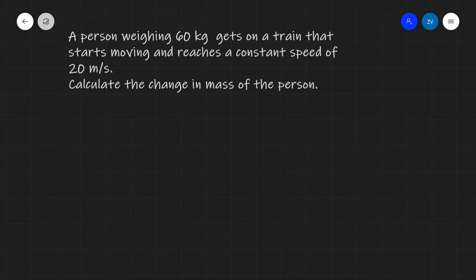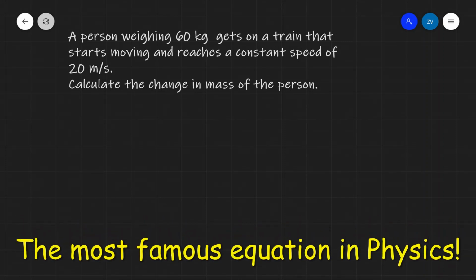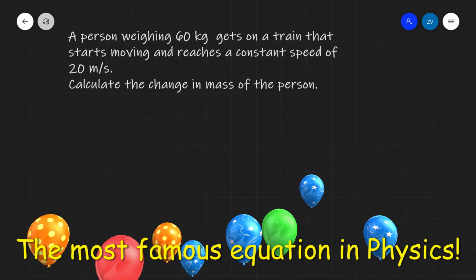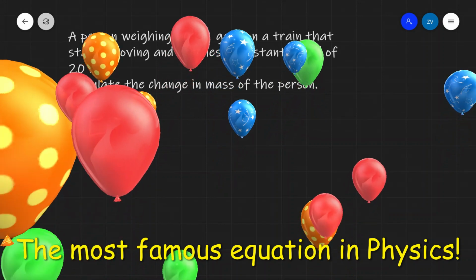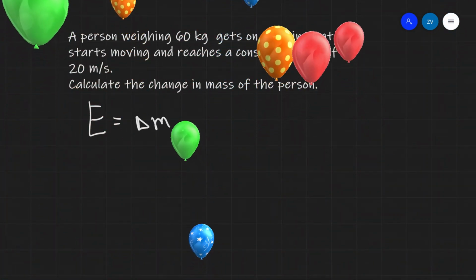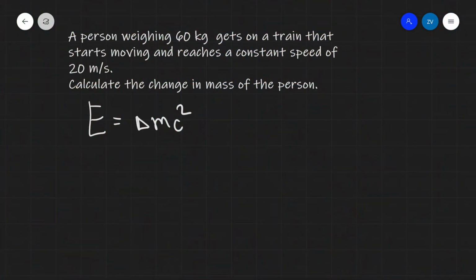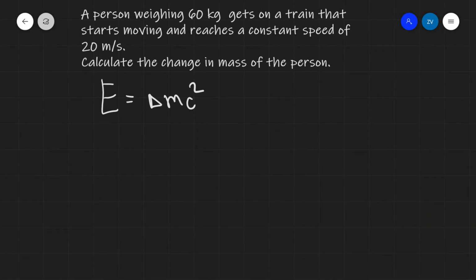Initially, this looks like a pretty typical E is equal to delta mc squared problem. So what I'm going to do is write down the most famous equation in the history of physics. Let's just write this down. E is equal to delta mc squared. Perfect. Now, because we're looking for delta m, the change in mass, I'm going to rearrange for that. And we're going to get that delta m is equal to E divided by c squared.